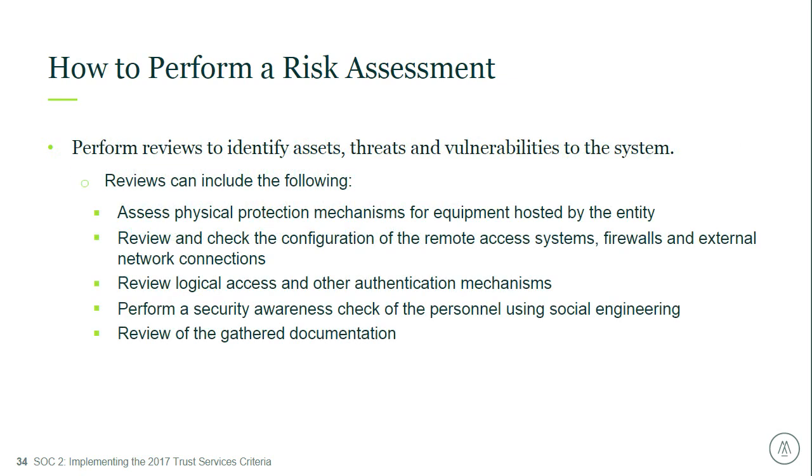The next step in the risk assessment process is to perform reviews to identify assets, which are typically the IT elements consisting of application and technology components, threats and vulnerabilities to the system using the internally gathered documentation and the understanding of the external requirements. These reviews can include management's review of the logical access and authentication requirements to the application, database, and operating system layers, engaging a third party to perform a security awareness check for the company personnel using various social engineering techniques, IT personnel's review of the configurations for the firewalls, external network connections, and remote access systems, and the assessment of the physical protection mechanisms for the equipment hosted by the company. The key here is to review the company as a whole, not just from the IT perspective, and identify the company's key assets and potential threats and vulnerabilities to the company and the systems.